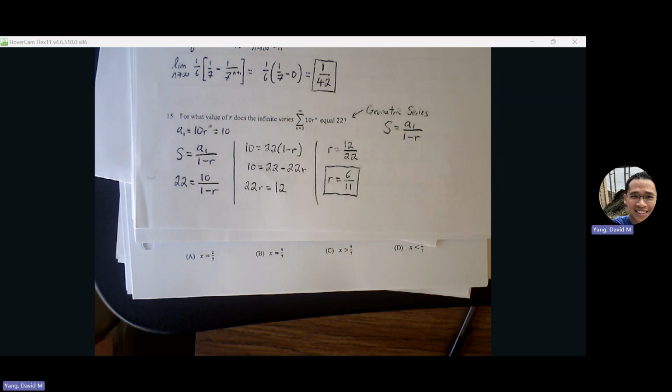Guys, make sure that you never assume what the first term is. Always plug in that lower bound to tell you what that first term is. Sometimes it's just 10, sometimes it could be 10r, but it really depends on whatever that lower bound starts you off as. Okay, good. Any other questions?